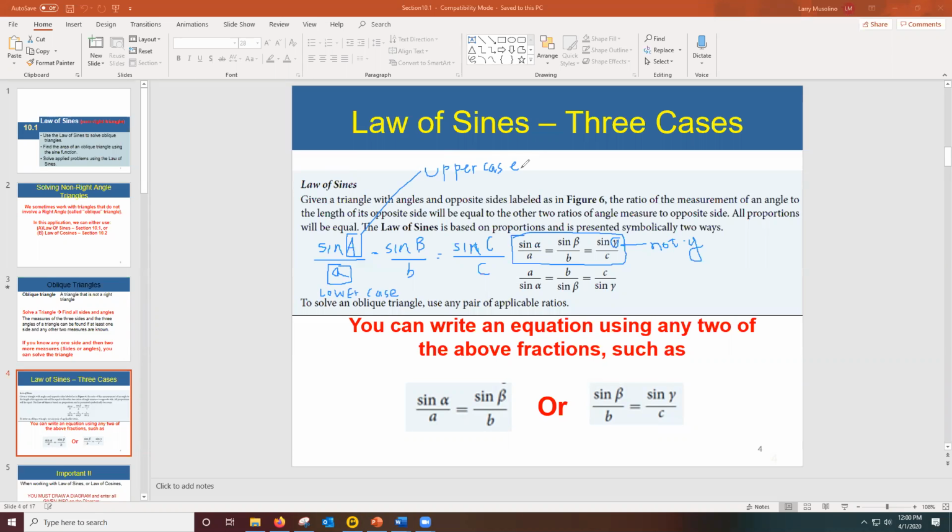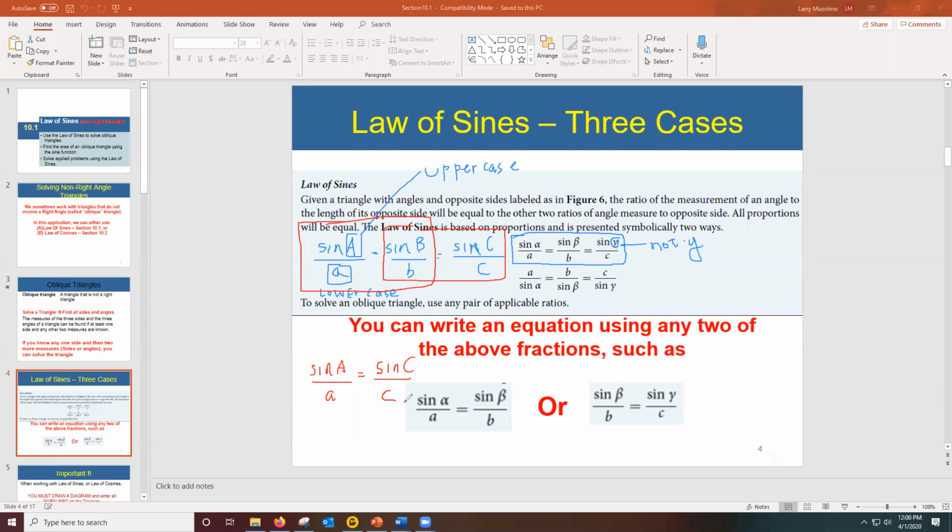All right, now when you use this formula, you're going to be taking any two of these fractions and setting them equal to each other. So for example, you could take sine A over a and set it equal to sine B over b. That's one option. You could take sine B over b and set it equal to sine C over c. That's another option. And the third option, you could even write it as sine A over a equals sine C over c. So you can set any two of these fractions equal to each other.